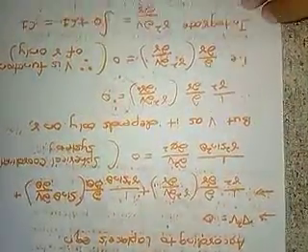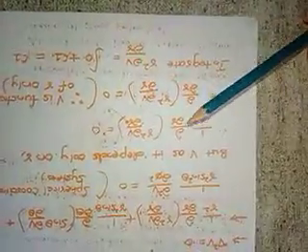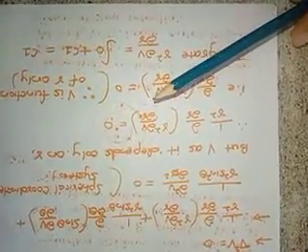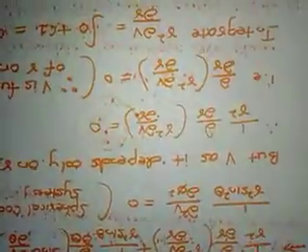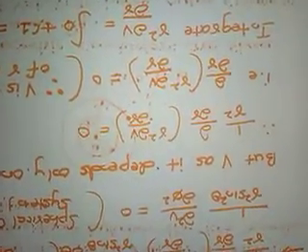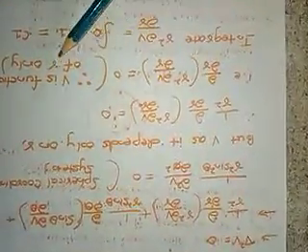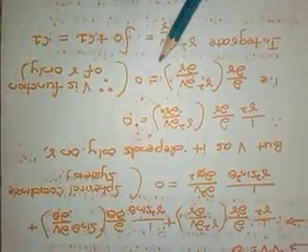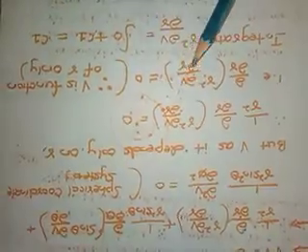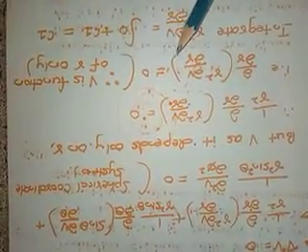So here we have 1 upon R square dou by dou R, R square dou V by dou R, equal to 0. That is, dou by dou R, R square dou V by dou R equal to 0, because V is a function of R only. The potential V is a function of radius.